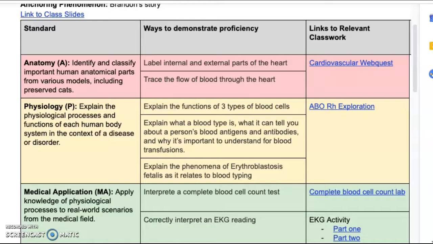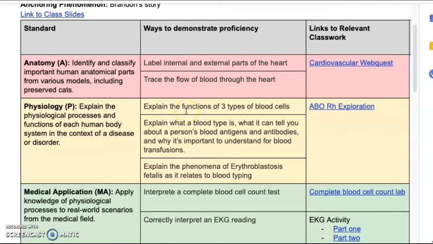So last week, you worked on the cardiovascular system web quest. You labeled the internal and external parts of the heart. You traced the flow of blood through the heart. These are two things that you're going to need to be able to do on the summative assessment. And I'll have those graded by the middle of the week this week. So if you have any questions there, let me know.